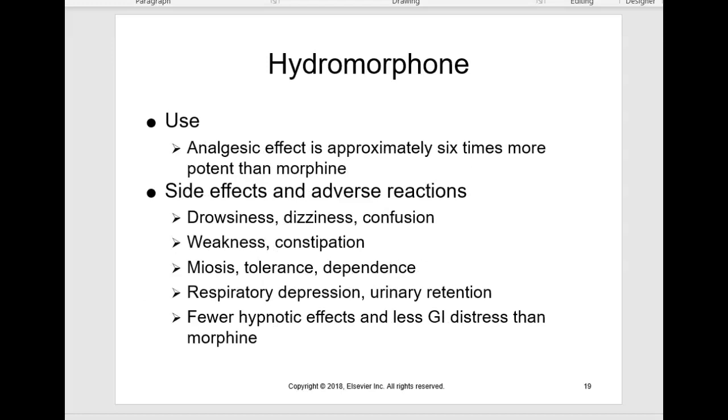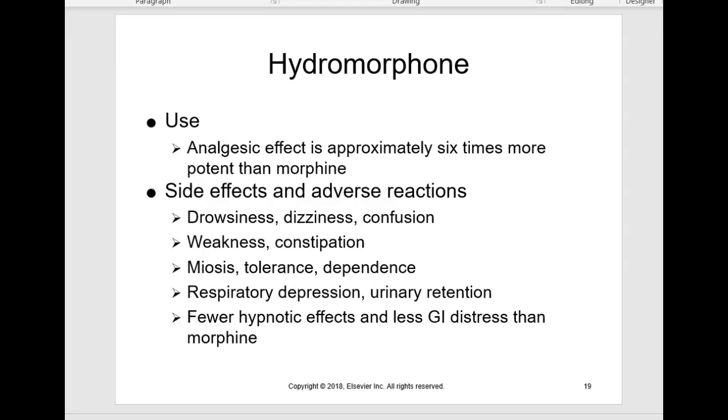Hydromorphone is another type of opioid analgesic. Brand name is Dilaudid, for those of you who are familiar. Hydromorphone is a semi-synthetic opioid similar to morphine. The analgesic is approximately 6 times more potent than that of morphine, with fewer hypnotic effects and less GI distress.